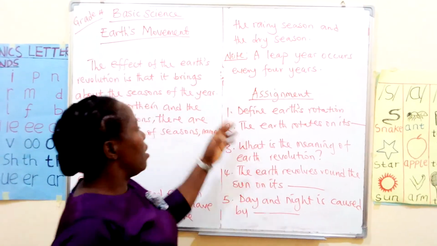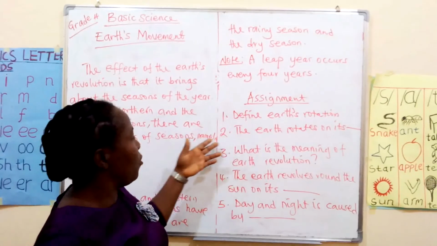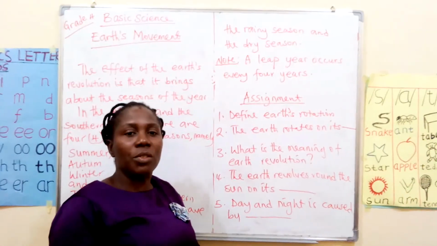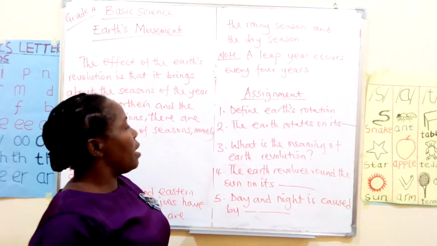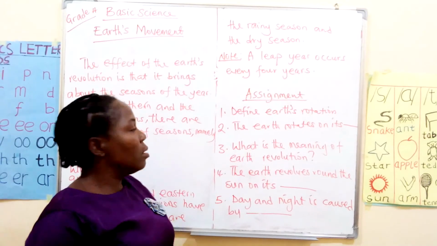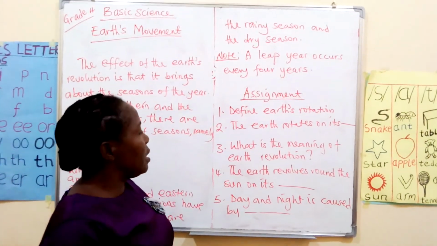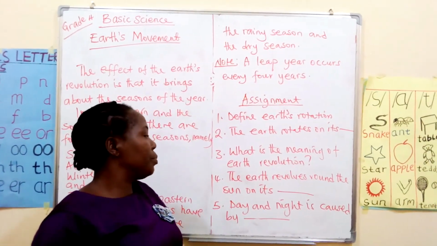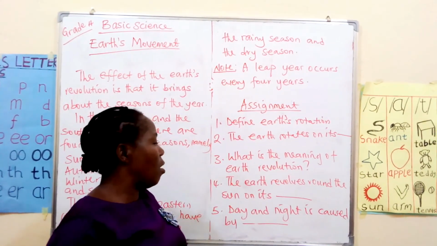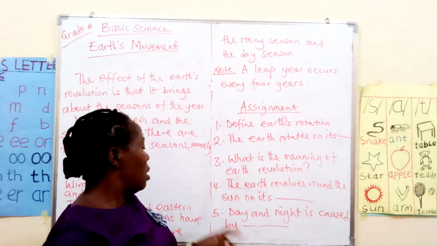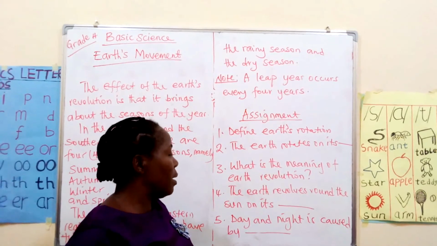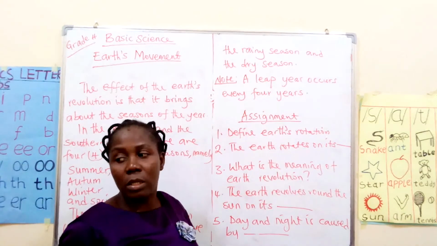Alright, in today's lesson, here are the few questions for our assignment. Number 1, define earth rotation. Number 2, the earth rotates on its what? Number 3, what is the meaning of earth revolution? Number 4, the earth revolves around the sun on its dash. Then the last question for the day says, day and night is caused by dash.